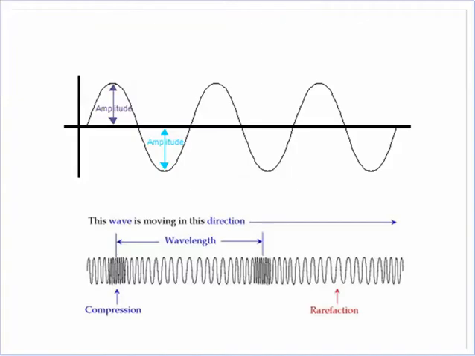So if you take a look at this diagram here, this black line is the resting position, and the amplitude is from the resting position to the crest, or you could measure it from the resting position to the trough, which should be the exact same measurement.